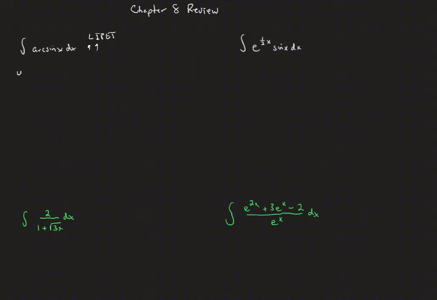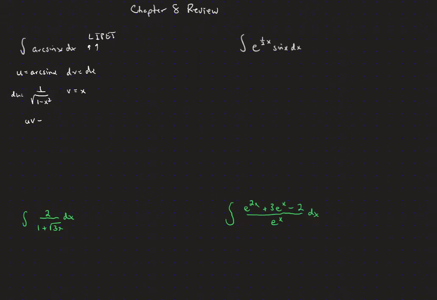So we're going to follow that suggestion and say u is arcsine of x. That means dv must be our dx, just that 1. So du is going to be the derivative of arcsine, which is 1 over the square root of 1 minus x squared, and v, the integral of 1, is going to be x. As a bunch of my students used to say, it's ultraviolet voodoo.